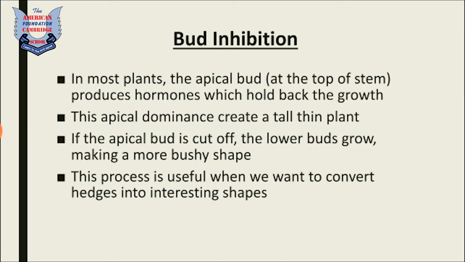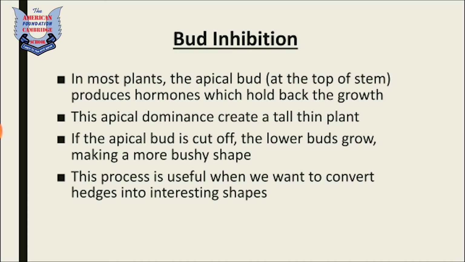The next commercial use is bud inhibition. In most plants, the apical bud at the top of the stem produces hormones which hold back the growth. This apical dominance creates a tall, thin plant. If the apical bud is cut off, the lower buds grow, making a more bushy shape. So it is often found that in most plants, the apical bud produces the hormones that hold back the growth and it stops the growth of the other branches. And in this way, a tall, thin plant is grown. That hormone is inducing the growth of the plant in the vertical direction, and it is inhibiting the growth of the plant in the lateral directions. So if we cut these apical buds, we can increase the lateral growth in plants.